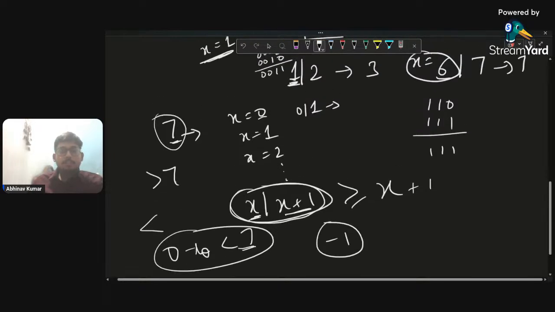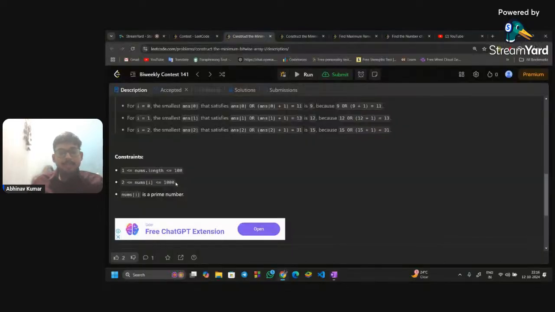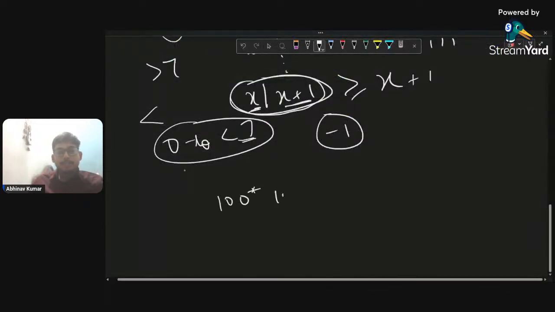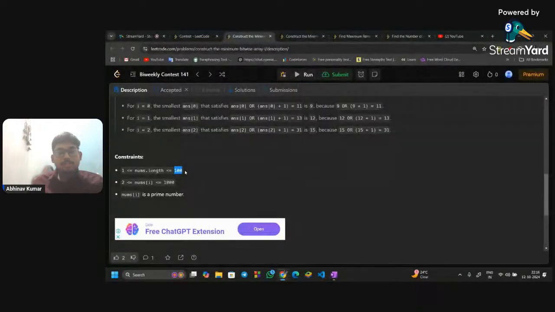For every nums[i], the values are up to 1000. So at max we would have to do 1000 checks for every number, and the length of the array is 100. So just the brute force technique would give me an overall time complexity of 100 into 1000, which is 10 to the power 5, which would be well accepted for the first problem. So with the constraints of the first problem, I can just do a brute force approach.